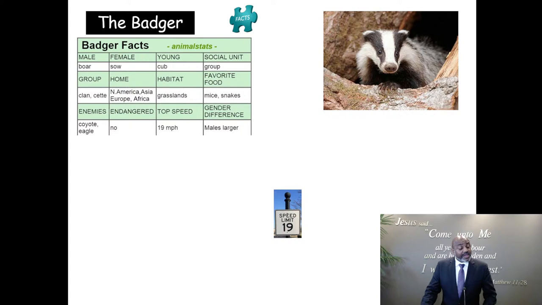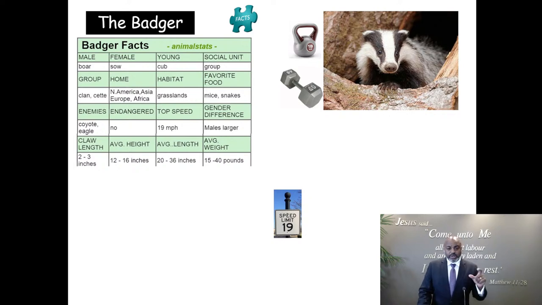They are not in danger. They can run 19 miles per hour. So they can actually run pretty fast. Gender difference, males are larger than the females, just like in the clues. Okay, claw length, 2 to 3 inches. Average height, up to 16 inches. Average length, 36 inches. Average weight, up to 40 pounds, just like in the clues, 18 kilograms.